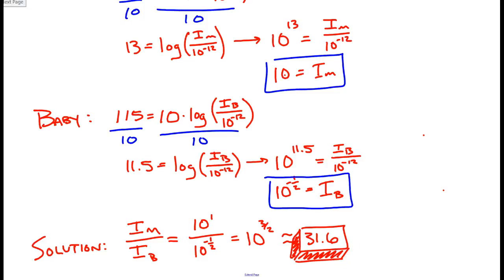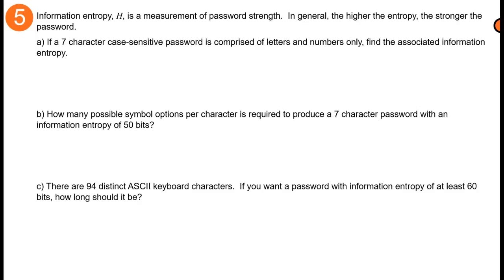As promised, we have 5 examples here in section 6.5, so let's take a look at the 5th and final example. Information entropy, H, is a measurement of password strength. In general, the higher the entropy, the stronger the password. Folks, one of the reasons why I think this example is interesting is because it has a lot of words in here that we probably have no idea what the heck they mean. Like information entropy. If anybody's heard of that, well, then that and $1.50 will get them a cup of coffee.